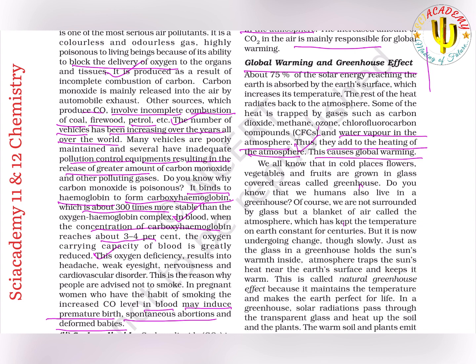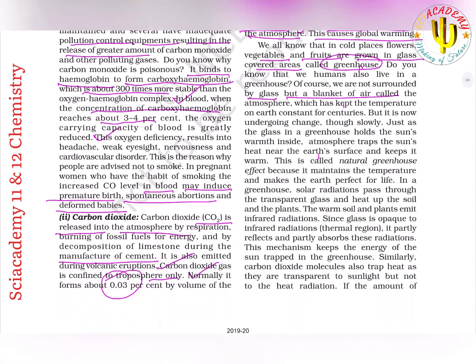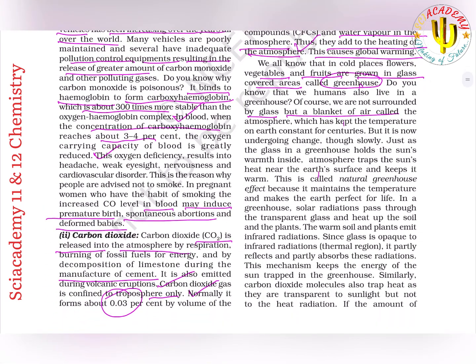This causes global warming. We all know that in cold places, flowers, vegetables, and fruits are grown in glass covered areas called greenhouses. Do you know that we humans also live in a greenhouse? Of course, we are not surrounded by glass, but a blanket of air called the atmosphere, which has kept the temperature on Earth constant for centuries.